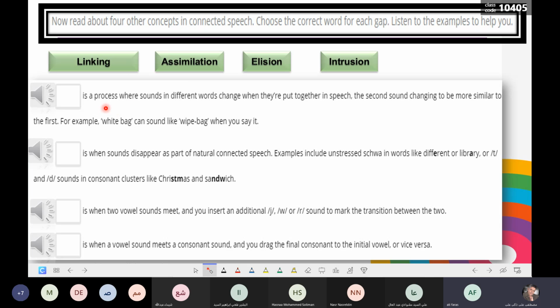Assimilation is a process where sounds in different words change when they are put together in speech. The sound changes to be more similar to the first. For example, white bag can sound like wipe bag when you say it. Yes, white bag.